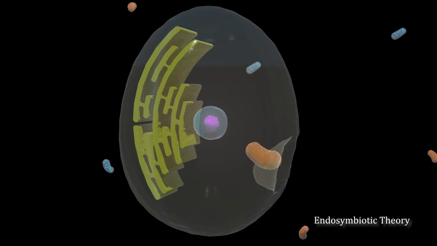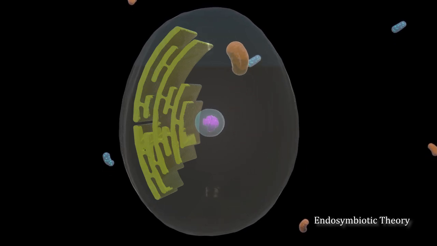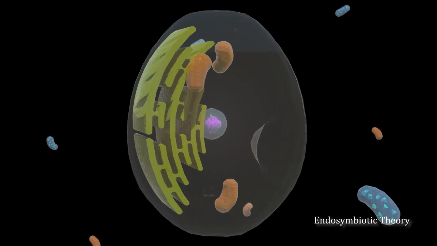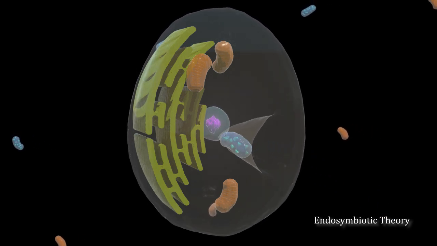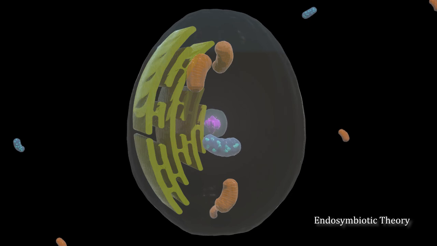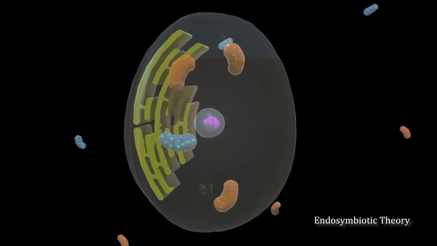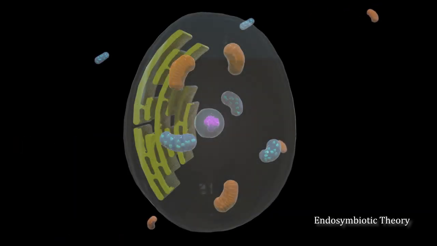Then the cell engulfed an aerobic bacteria, which would ultimately become the mitochondria. Afterward, a cell with mitochondria engulfed a photosynthetic bacteria. This photosynthetic bacteria would become the organelle known as a chloroplast.